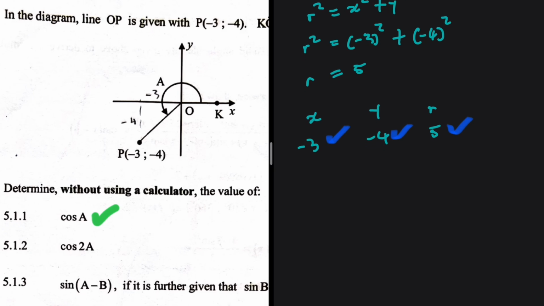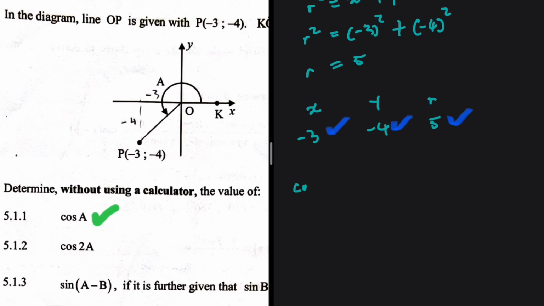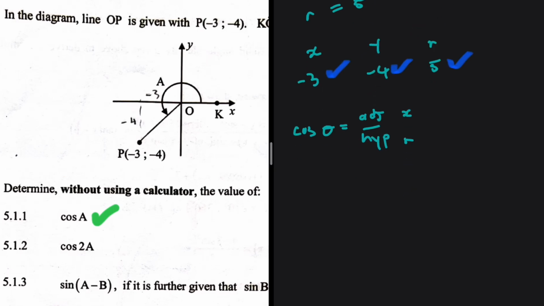We are looking for cos of A. So cos of theta is equal to the adjacent over the hypotenuse, right? The adjacent is usually the x and the hypotenuse is r. So in this case of ours, we're going to have cos of A being equal to -3 over 5.